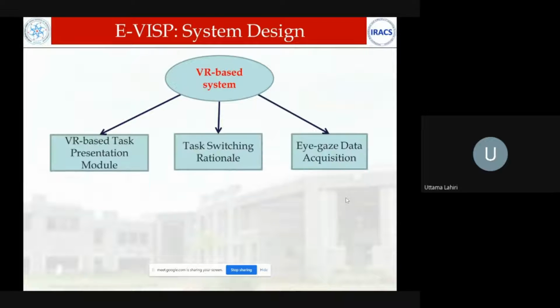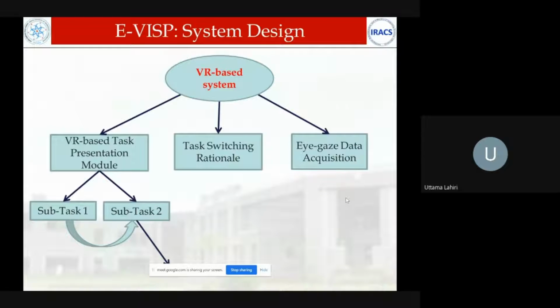So the VR-based system consisted of three sub-modules. One is the virtual reality-based task presentation module, the task switching rationally, and the eye-gaze data acquisition system. The VR-based task presentation module had different subtasks. I'll come to the subtasks soon in short. So subtask 1 and subtask 2. Now I'll come to what are these subtasks.